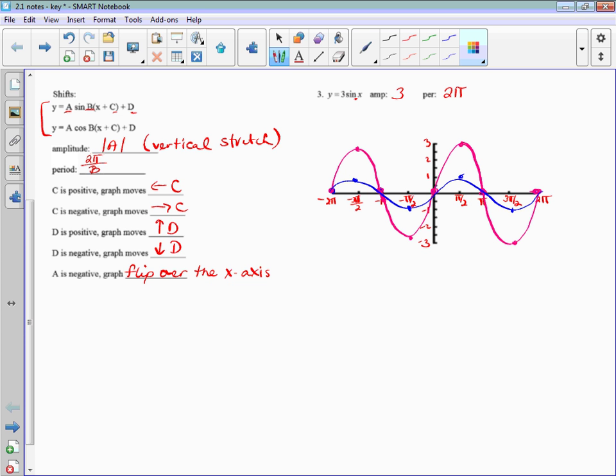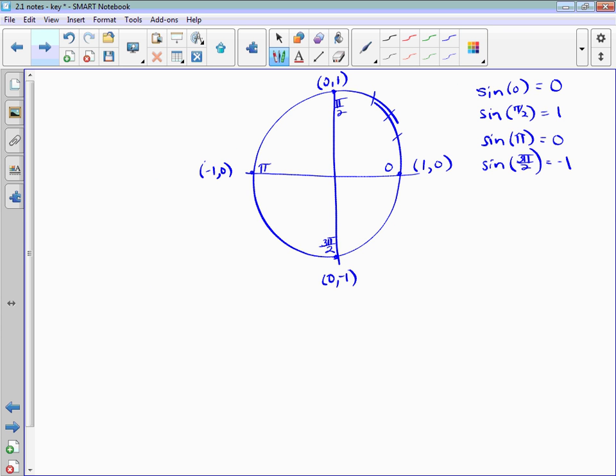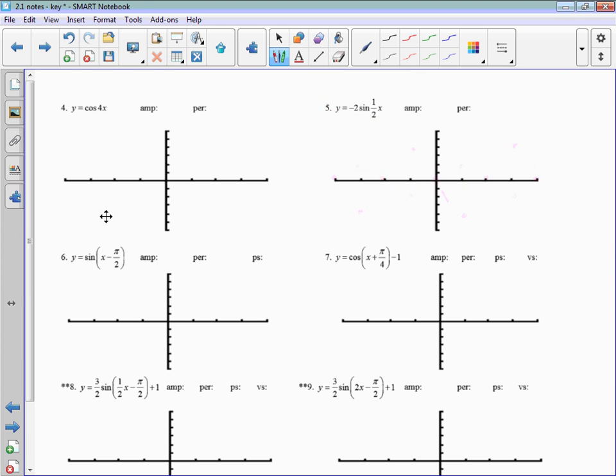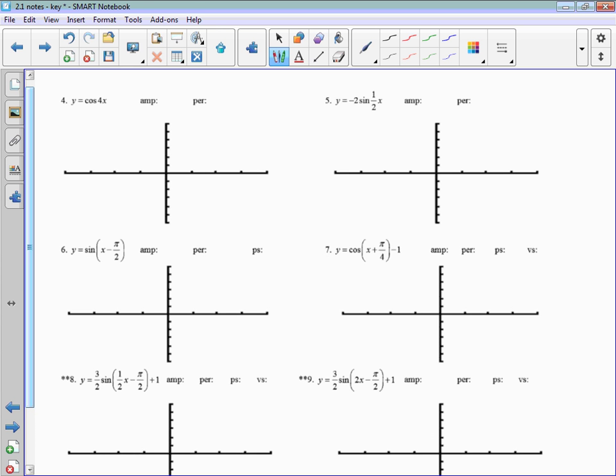Ready to turn the page. You need a minute? That's okay. Alright guys, so turn the page, let's look at number 4 together.